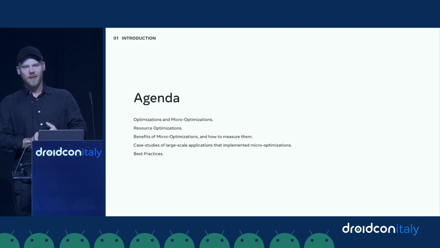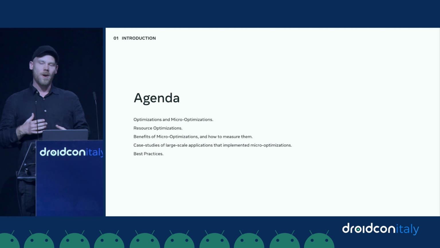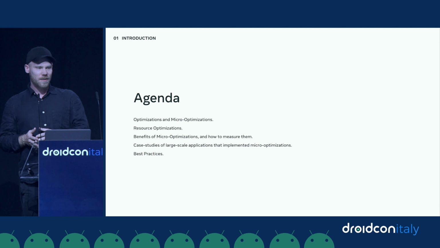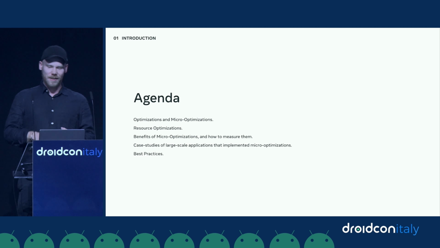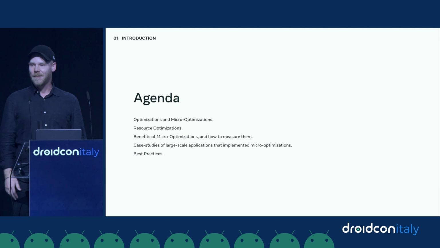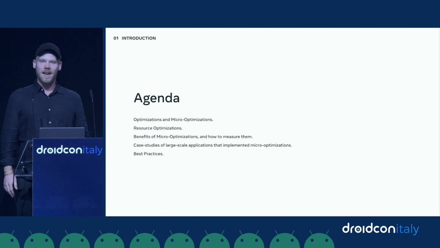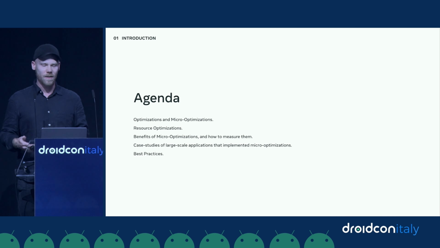So this talk is going to be about optimizations, right? So first, to give a brief overview. At first, I just want to look at what are optimizations and then what are micro optimizations, right? Then we will look a bit at resource optimizations. We will take another look at benefits of micro optimizations and how to measure them. So we will look at a few case studies of large scale applications that implemented some of these micro optimizations and what they actually bring us. And then in the end, we will look at a summary of best practices and what to look out for, how to approach all of this.